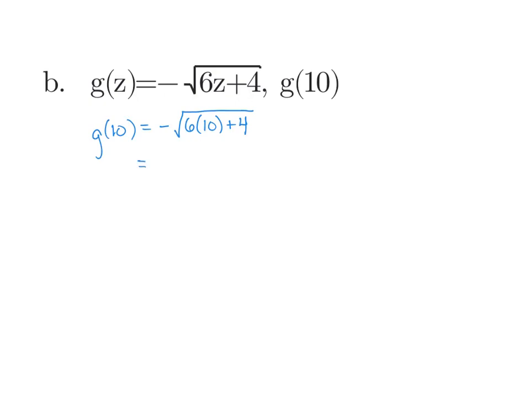6 times 10 is 60, plus 4 is 64. Square root of 64 is 8, and we keep our minus sign, so we get g of 10 equals negative 8.